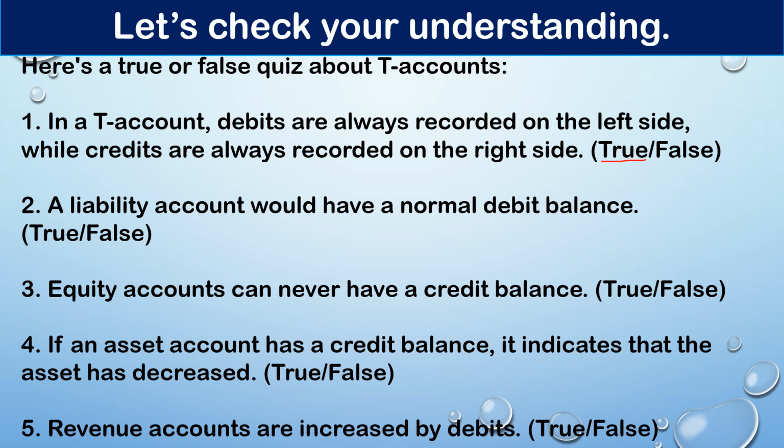Okay, for item number 2, a liability account would have a normal debit balance. Okay, so when we say liability or utang, asa man ni belong? Sa IOU, di ba? U or utang, liability, belongs to normal credit balance. Unya nakabutang diri normal debit balance, so therefore this is false. Okay?